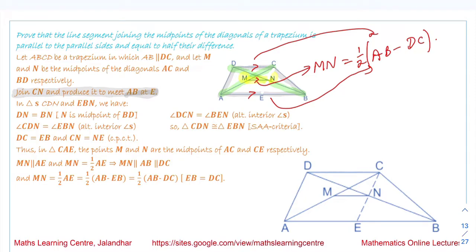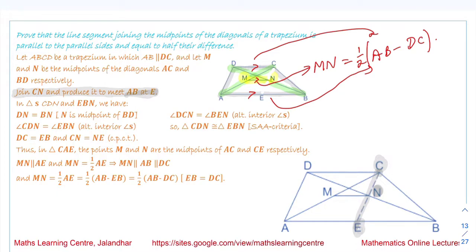So to prove this, we are going to do some construction over here, and we have joined the point C and N and produced it to the point E so that it meets AB. This construction is shown over here. We have joined the points C and N, and we have extended this line to meet AB at E.